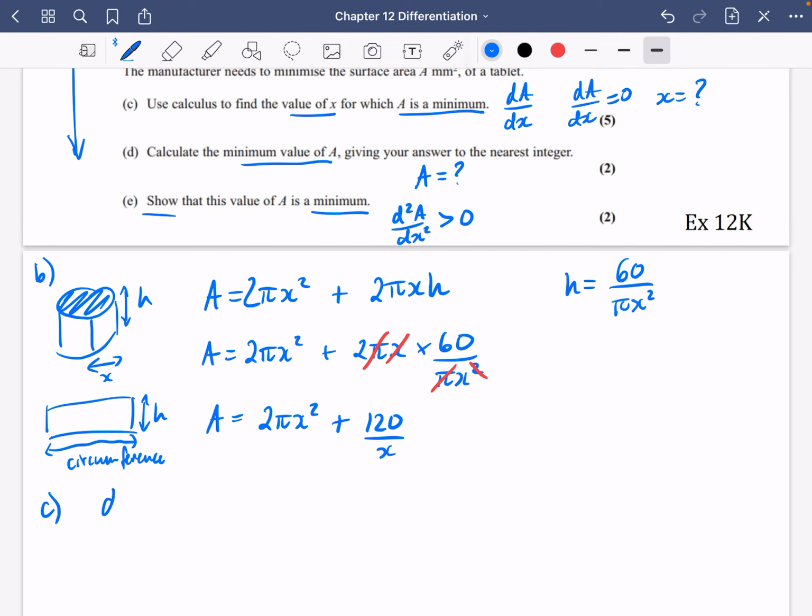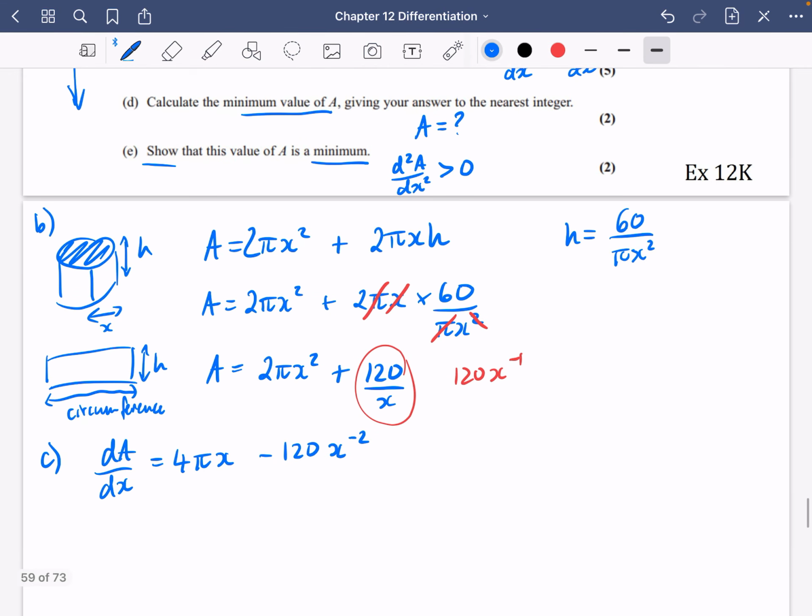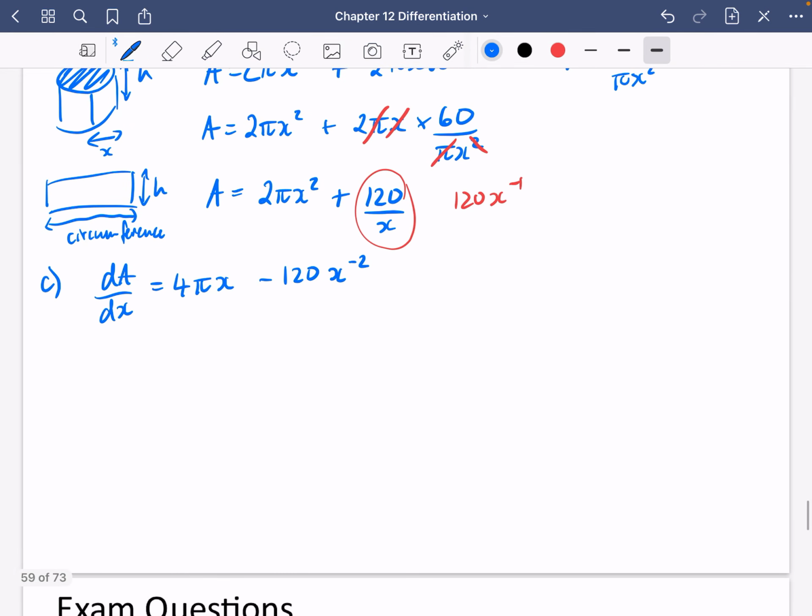So I'll start off by differentiating it. So dA/dx is going to be 4 pi x. Remember this thing that I've written here, this is 120 x to the minus 1. So when I differentiate it, I get minus 120 x to the minus 2. And I'm just going to solve this equation. Okay, so I want it to be equal to 0. So that means that 4 pi x is equal to 120 over x squared. I'm going to multiply up by the x squared so that I get x cubed, and I'm going to divide by 4 pi here.